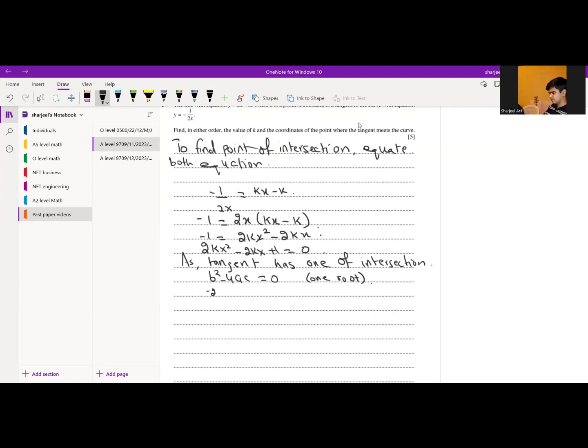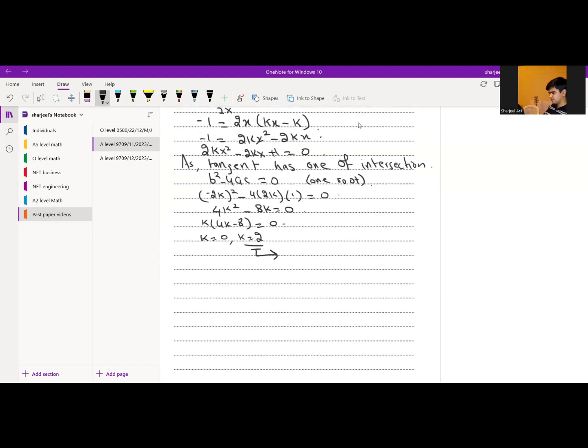Now, this will be (minus 2k) whole square minus 4 into 2k into 1 equals 0. This will become 4k square minus 8k equals 0. Take k common from it. The two answers will be k equals 0 and k equals 2. You have to use the positive value, so take k equal to 2 only, right?